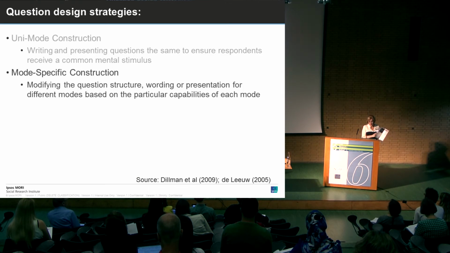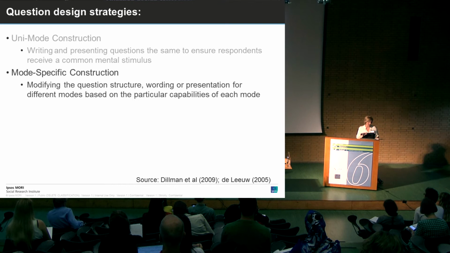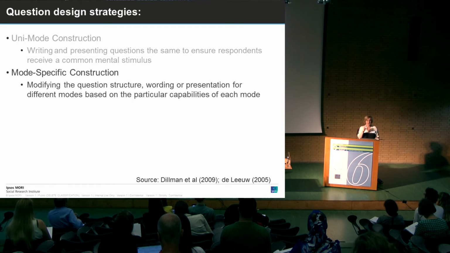Now, the exact opposite of unimode construction is mode-specific construction. This strategy optimizes the design of the question for each mode separately. So if a mode has a specific advantage compared to the others, it is used even if it can't be used in the other modes. And here the rationale is that this method will reduce the overall error in measurement. As long as you're trying to minimize error in each mode, taking advantage of whatever features are available in those modes, overall that should be the best approach.